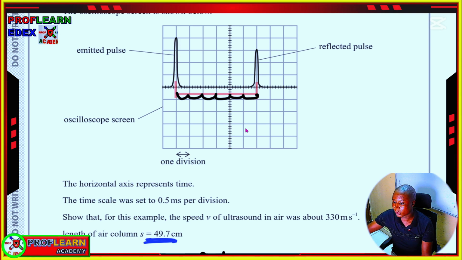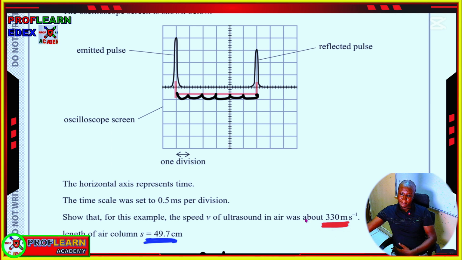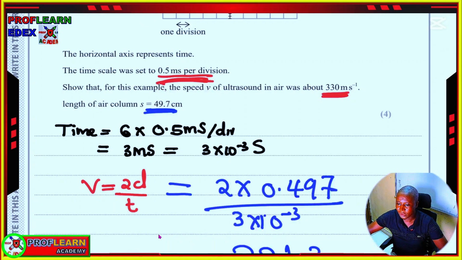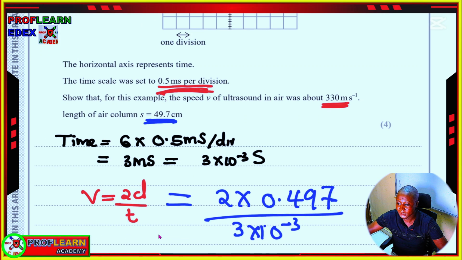Ultrasonic transducers emit the pulse. So we were supposed to show that the speed is 330. This is determining the speed of sound. We are told 1 division is equivalent to 0.5 millisecond. So the time scale was set as 0.5 millisecond per division. For us to know the time taken for this pulse to travel and to be detected, we count the number of divisions, and the number of divisions here was 6. So 6 times 0.5, we get 3 milliseconds, and you have to convert milliseconds to seconds by multiplying by 10 raised to the power negative 3. So that gives us our time.